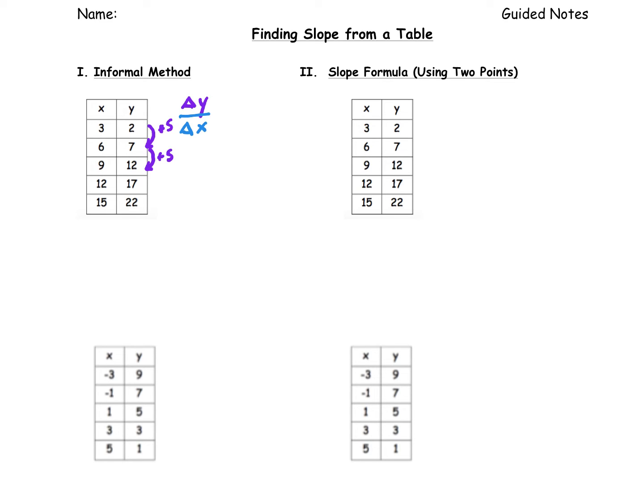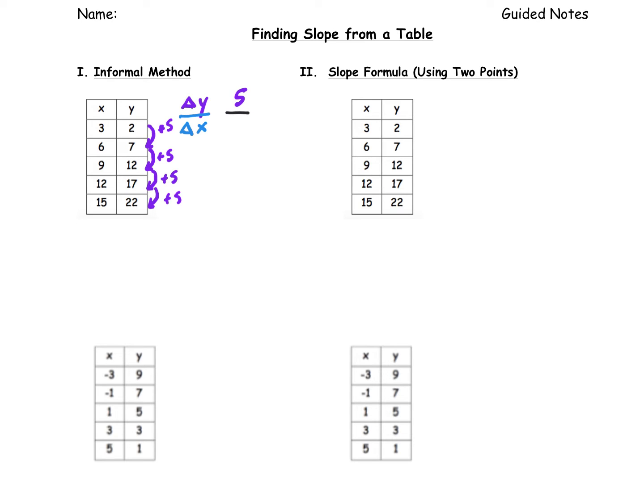We're adding 5. So if I look at this, from 12 to 17 is adding 5, and from 17 to 22 is adding 5. So this is a consistent or a constant rate of change on the y column. So I'm going to write that rate of change is 5.